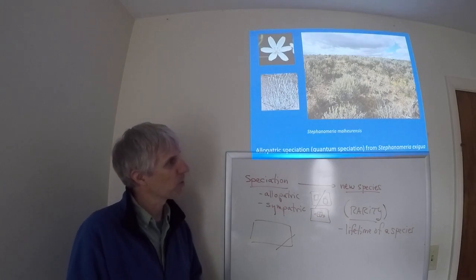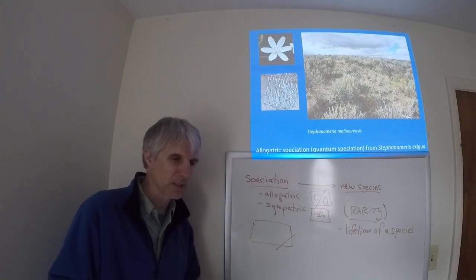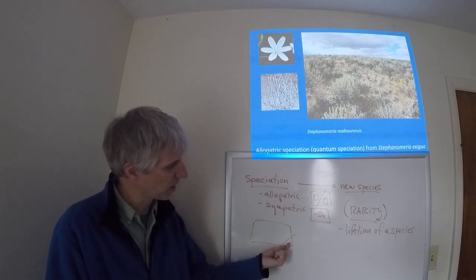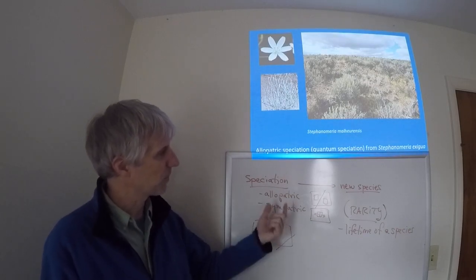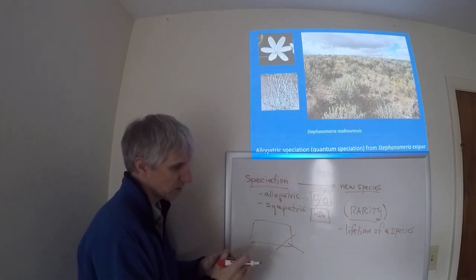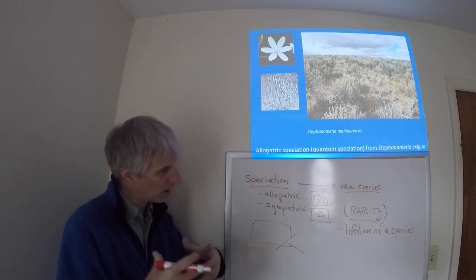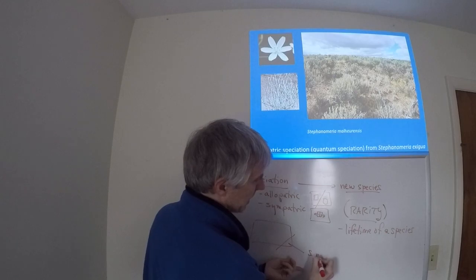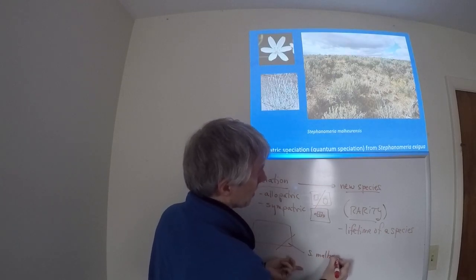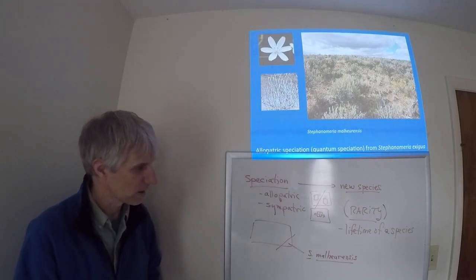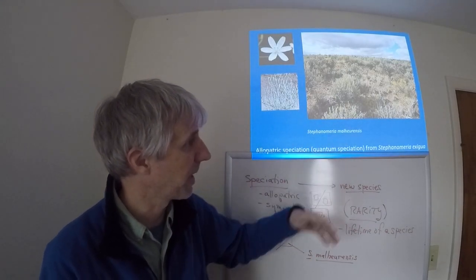But this is more of what we call quantum speciation or punctuated equilibrium, where something happens and you get the very quick development of this species through allopatric speciation. And this little population was separate enough from the larger Stephanomyria population that it developed into this Stephanomyria malarensis.